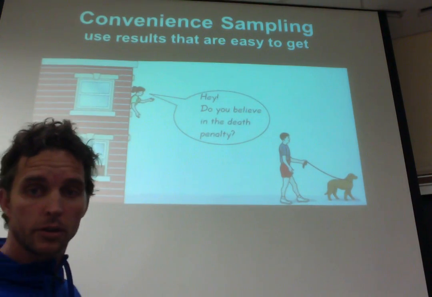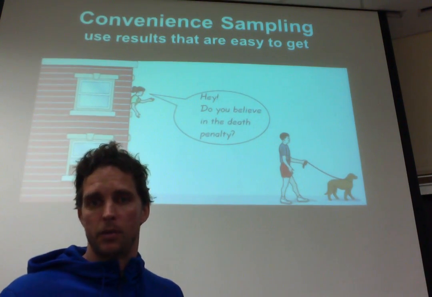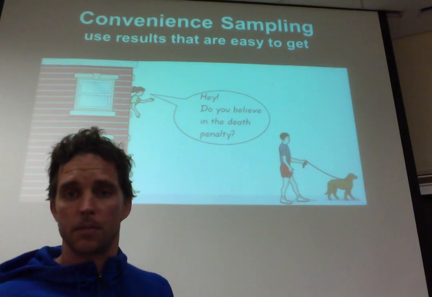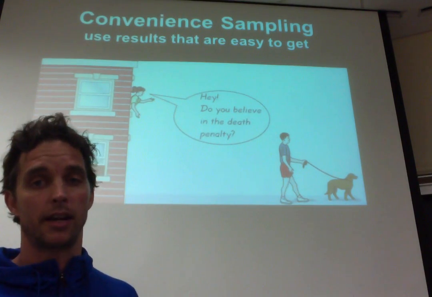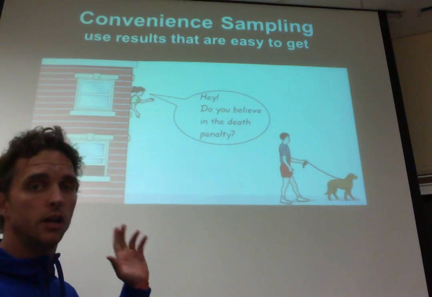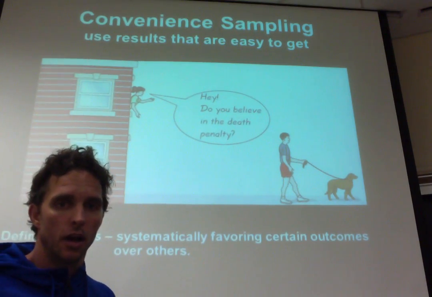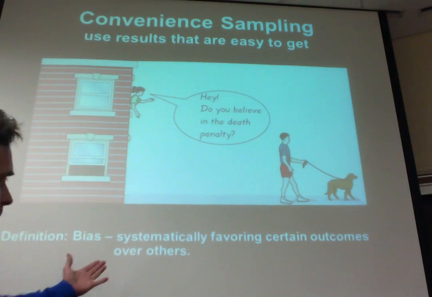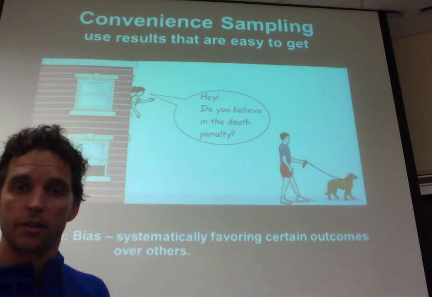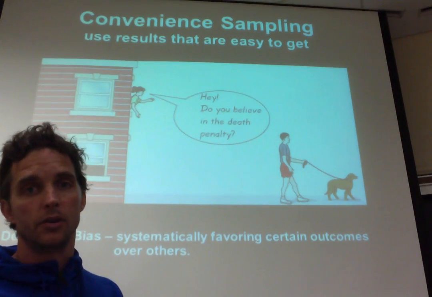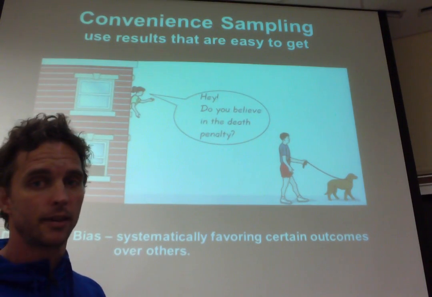That one that we did with the Where's Waldo picture was a convenience sample. We just picked people that were around the hat table. But of course, that could introduce bias into our study in various ways. Slide. Bias means systematically favoring certain outcomes over others. That's what you risk when you get a convenience sample, but it's cheap and it doesn't take much time.